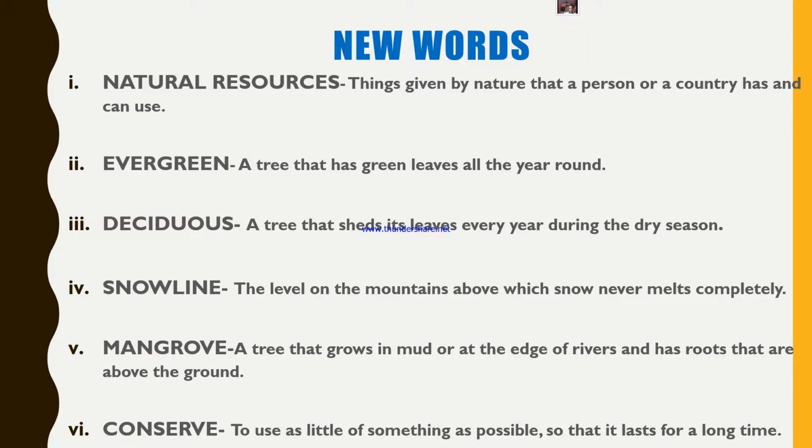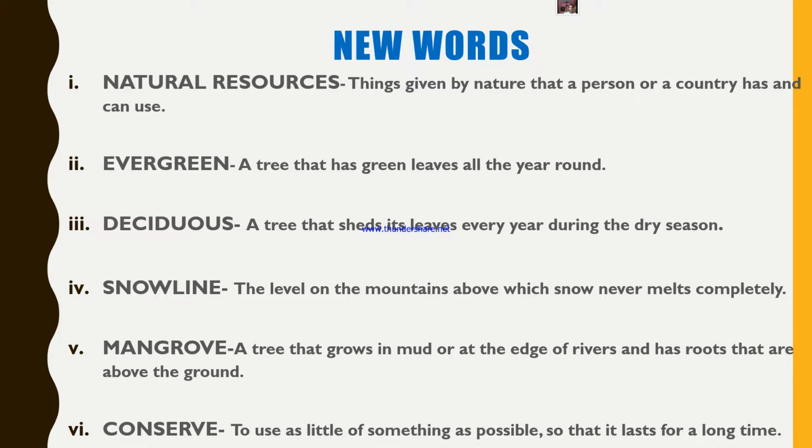I was talking about snowline. Snowline is the level on very high mountains, like the Himalayas. You will not find snow out here in Chotila or somewhere, because that is not a mountain, that is a hill. It is the level on the mountains above which snow never melts completely. The next day you will see the snow again, even thicker.